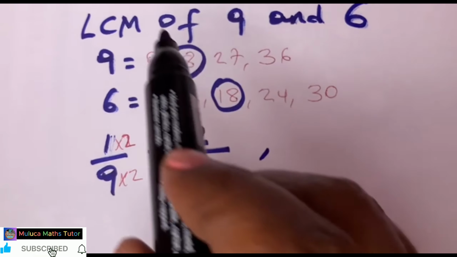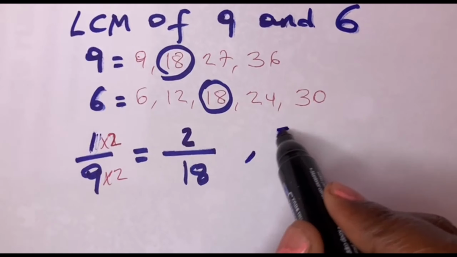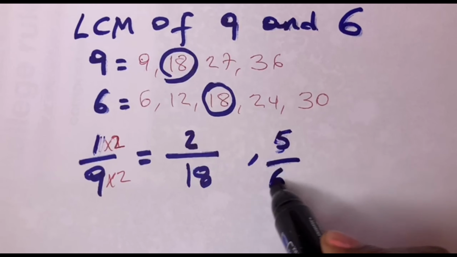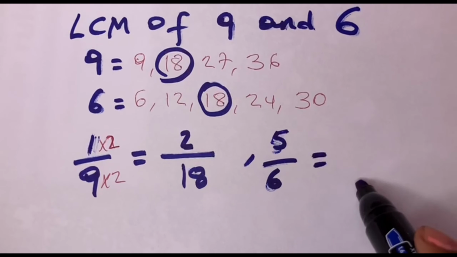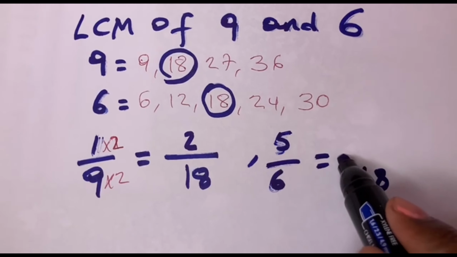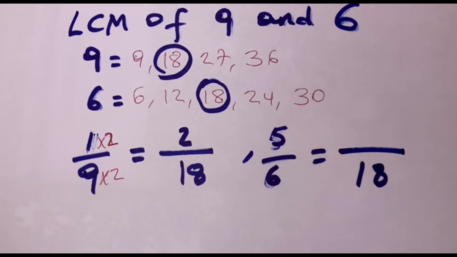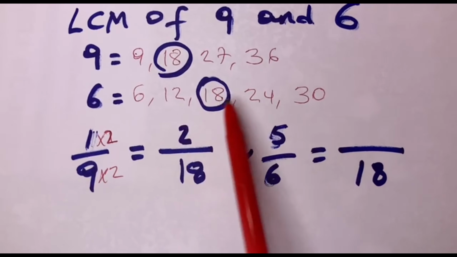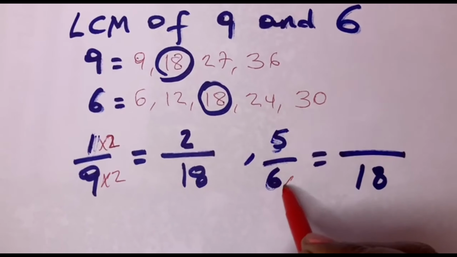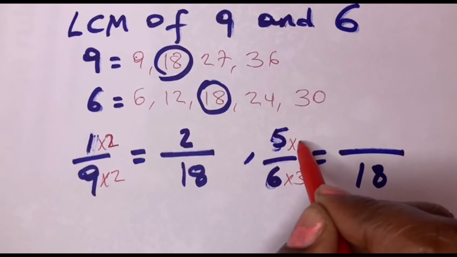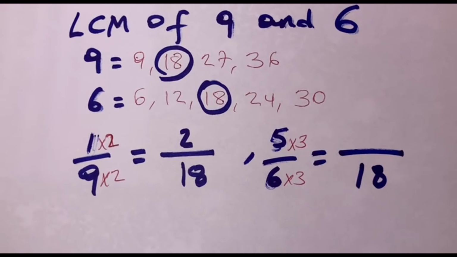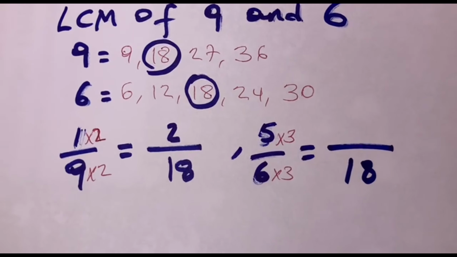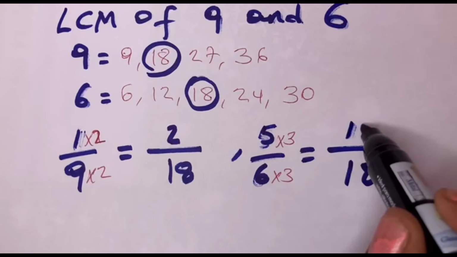Alright, in the same way, 5 over 6 will change its denominator to be 18. How? 6 times 1, 6. 6 times 2 is 12. 6 times 3 is 18. So the same thing, we multiply 5 by 3. So 5 times 3 is 15.